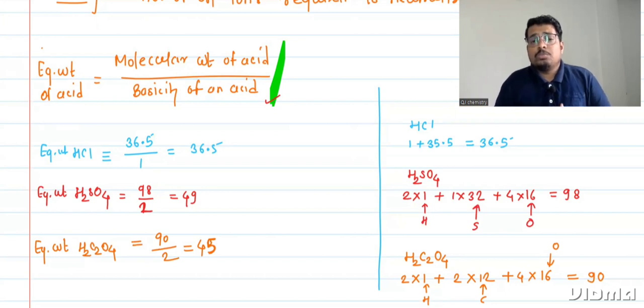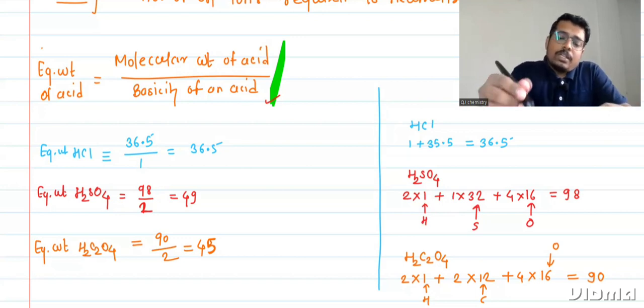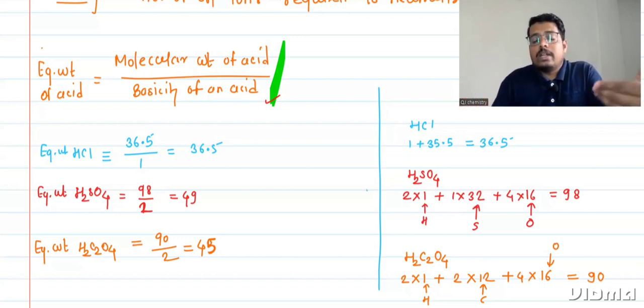But if there is no H plus ion or acid is not capable to lose H plus, then we can define basicity in another way. Basicity is defined as number of OH minus ions required to neutralize one molecule of acid. So the second definition we will be using for this boric acid N factor calculation, right? Now, this is all about N factor and equivalent weight calculations in case of acid.